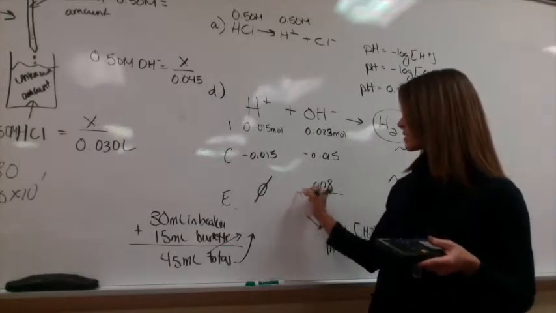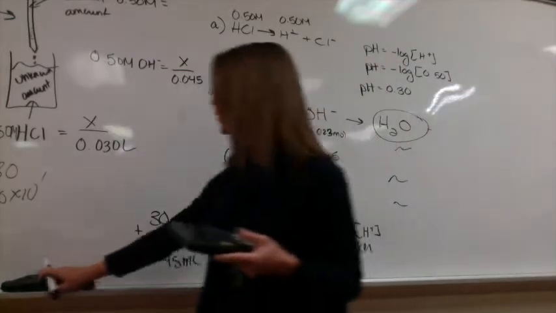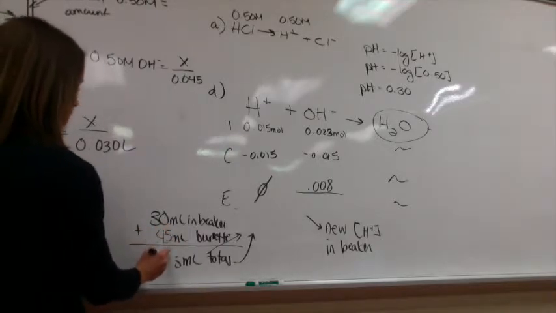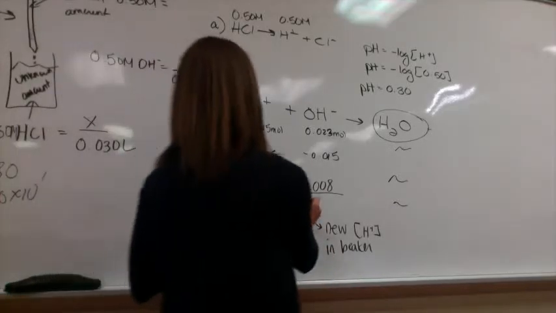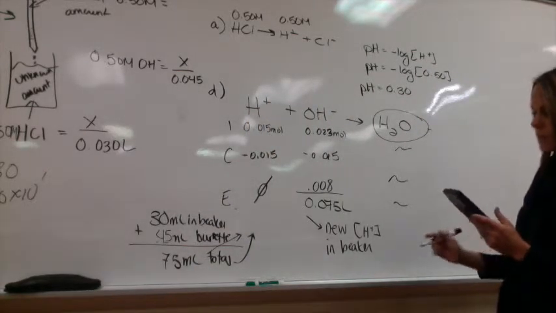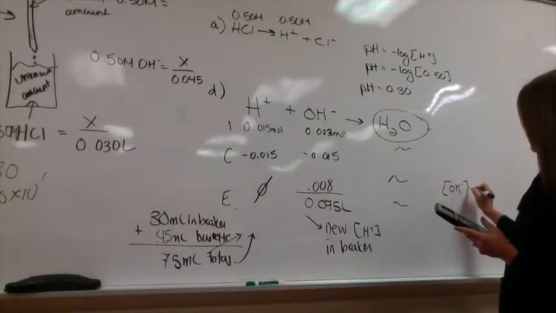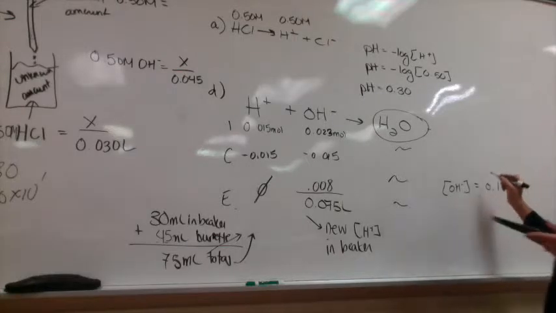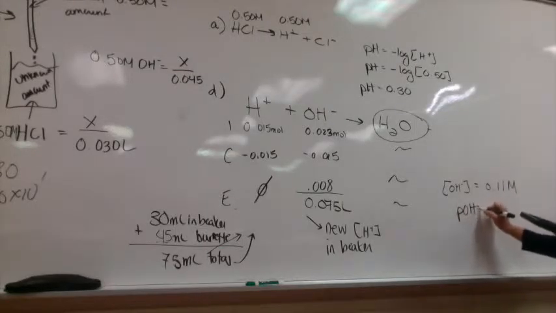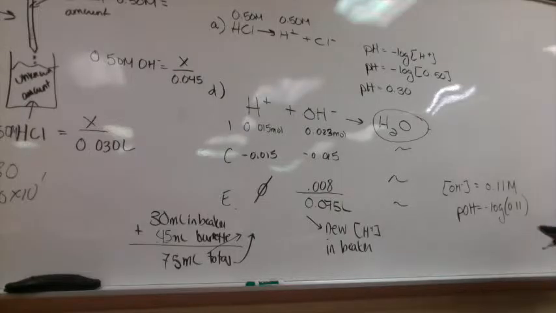So now I'm going to find pOH by dividing my total number of moles of OH by my new volume, which in this case now is going to be 75 milliliters, right? Because I added 45 milliliters from the burette, and there's 30 milliliters already in the beaker, so my new concentration has to include the 75 milliliters that are in there. So the concentration of OH in this beaker is 0.011, maybe even 0.1, but we'll use a few more sig figs just for fun. And then we'll say pOH is equal to the negative log of 0.011 molar. And then we subtract that from 14. So my pH is equal to 13.0.